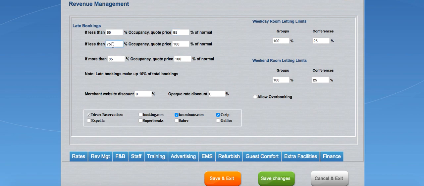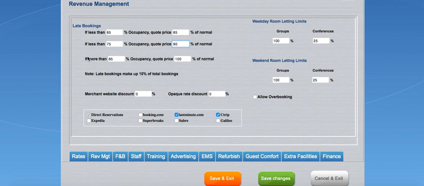Next up, we might want to stagger this. So we then say, well, if we're between 65% and 75%, maybe we still want to offer a discount, but we don't want to offer quite as much. We're a bit busier. We still want to incentivise those late bookings, but we need to offer a slightly less discount than above. So we might say 90%.